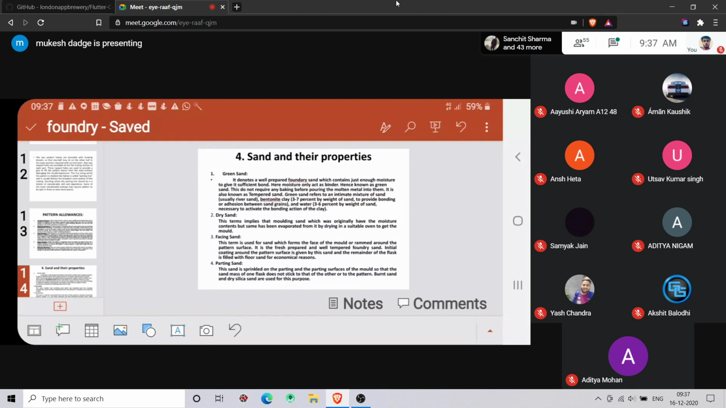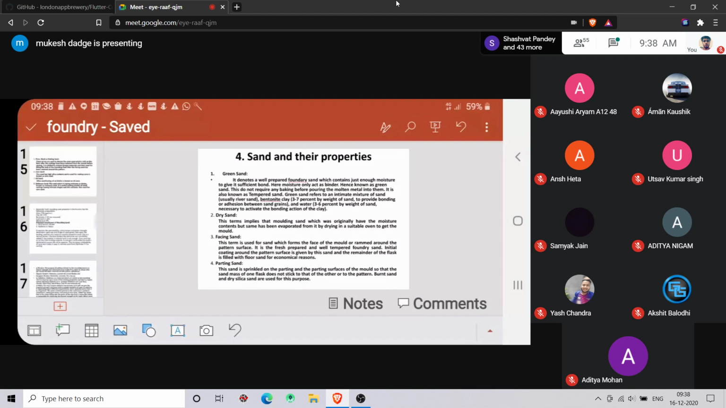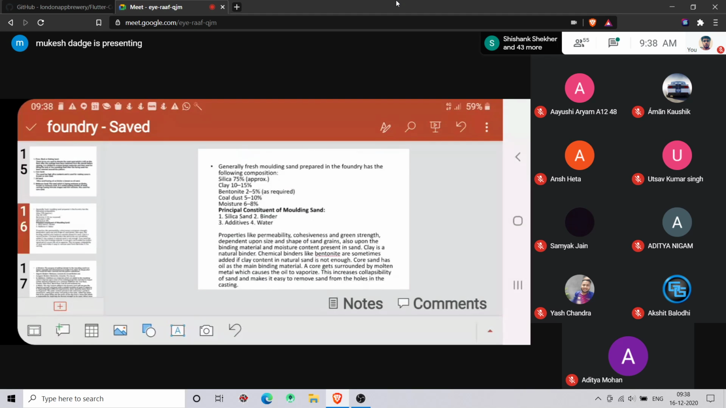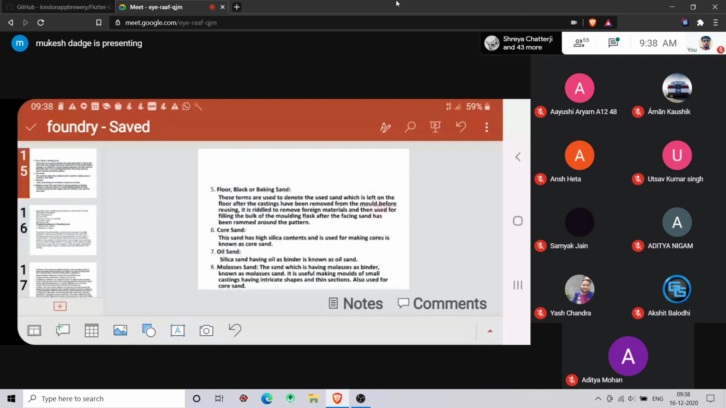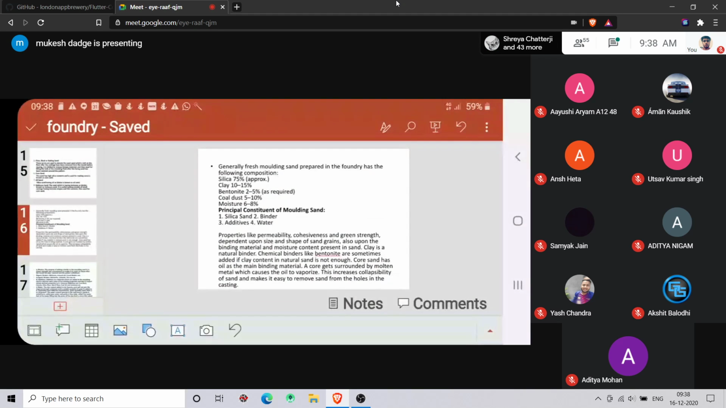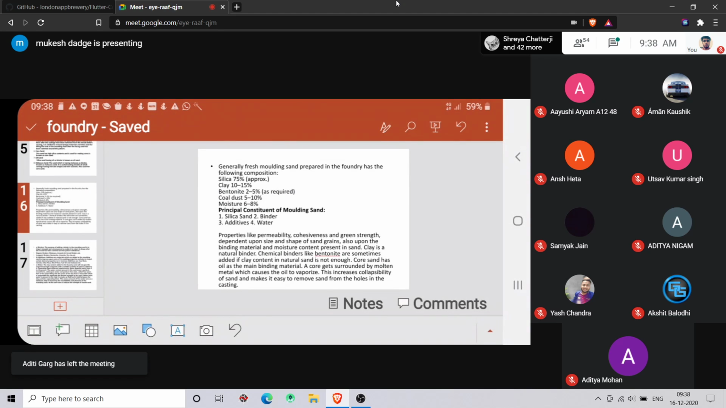Sand and properties, what you have to do, you only put the green sand, its explanation, and other sands you just name them, right? Dry sand, facing sand, and all these things. But you should know what that is for the Viva purpose, right? So this is all about your sands, right? Green sand.